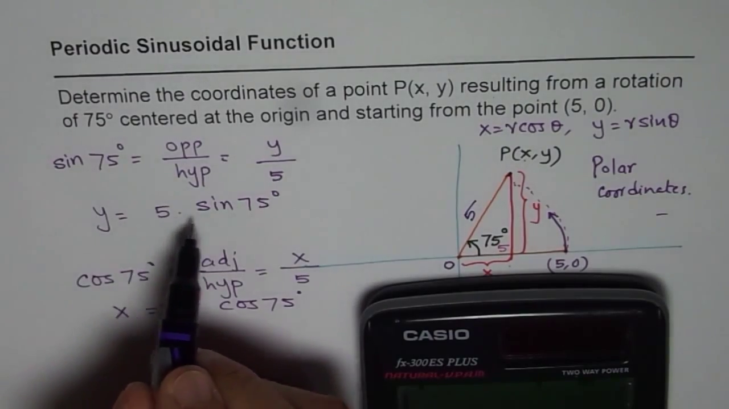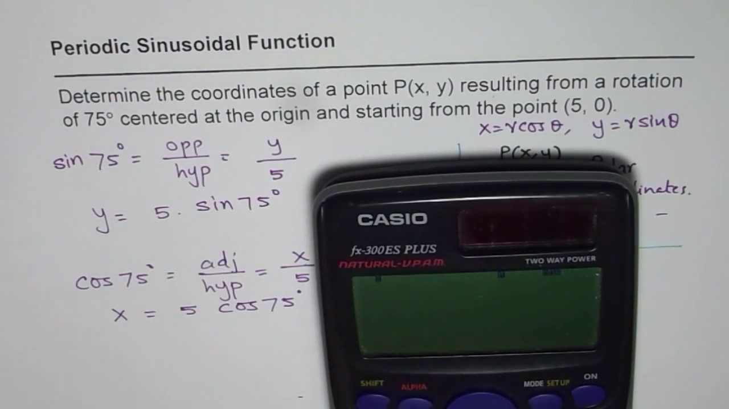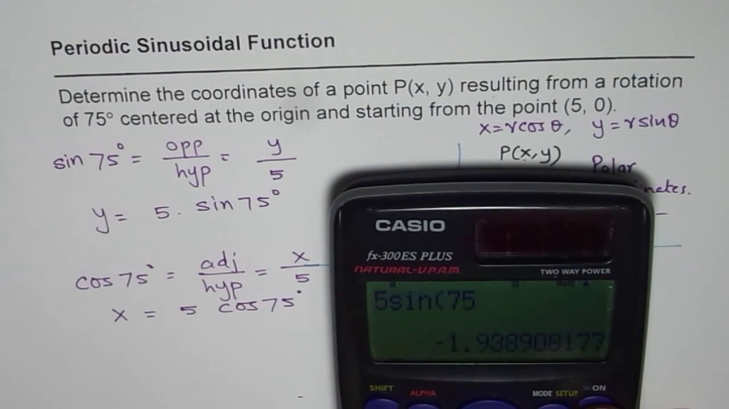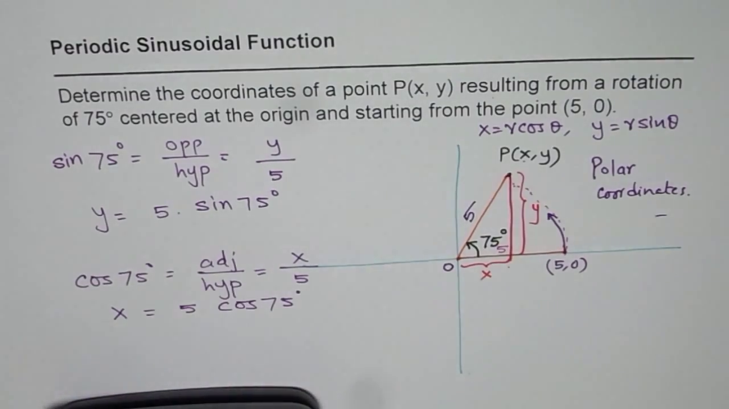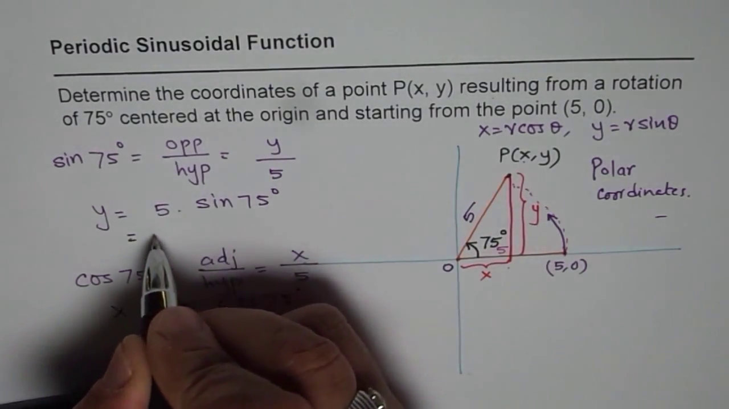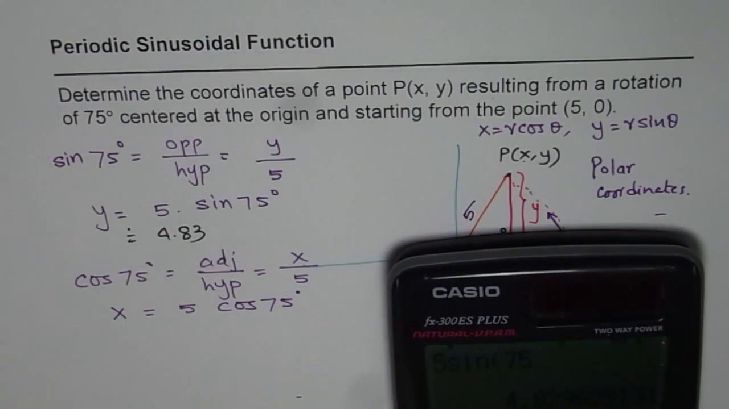So what is y? 5 times sine of 75 equals to minus, how could it be minus? Let's do it again. Oh, I see. My calculator is in radians. So let me convert it into degrees first, right? So shift mode and degrees is 3. Okay, now let's do it. So it is 5 times sine of 75 equals, let's convert to decimals, 4.8296. So we can write this as y equals 4.83 approximately.